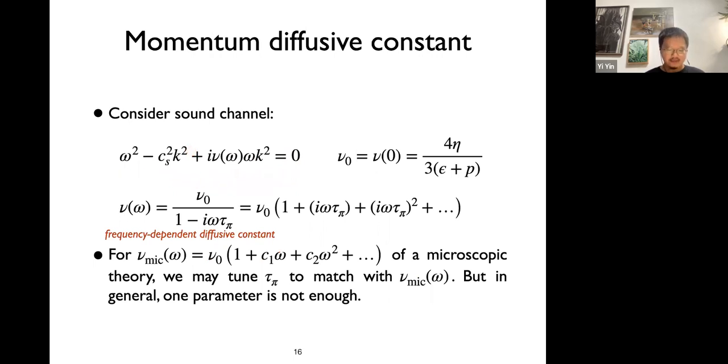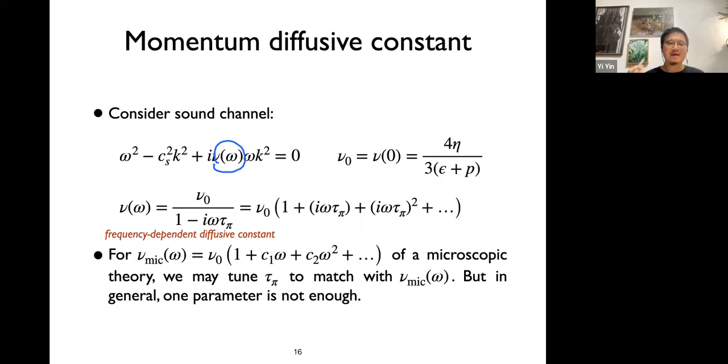One important ingredient that enters in this equation is this term I denoted by nu as a function of frequency. You can think of this as an effective momentum diffusive constant, which in the case of the MIS series depends on the frequency. If you expand it, you can see that at frequency equals zero, this nu approaches the familiar result given by eta over epsilon plus pressure, but there are also higher order gradients. Now let us imagine that in some microscopic theory, you can also compute this frequency dependent diffusive constant, and you can also expand it in powers of the frequency.